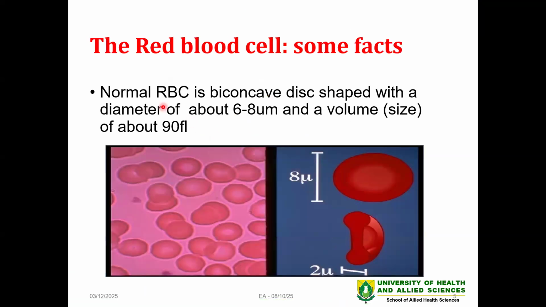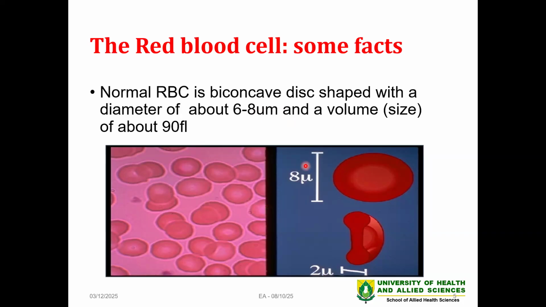So the red cell is a biconcave disc, meaning that it has a curvature on both sides. Okay, so that's why we say it is biconcave. And then it has a diameter of 6 to 8 microns, and a volume of about 90 femtoliters. So this is also usually a range. And that is what we measure and call the mean cell volume. So this is just a picture showing us how the normal red cells look.